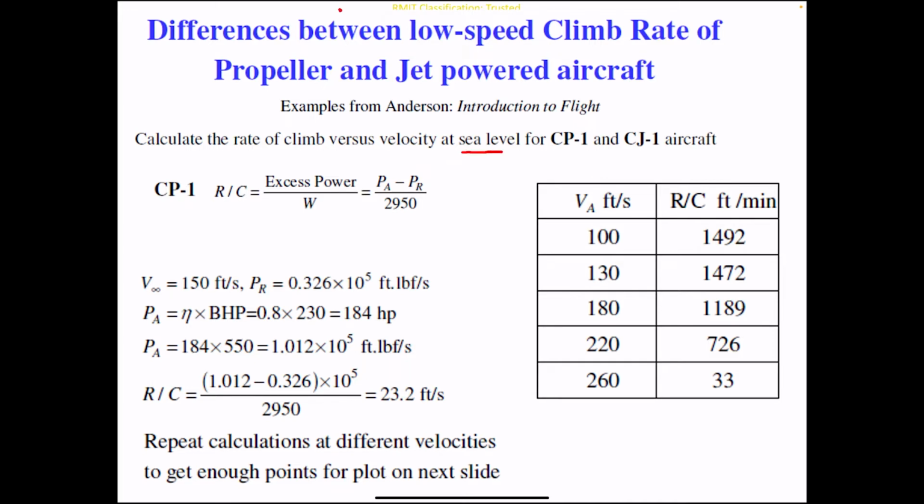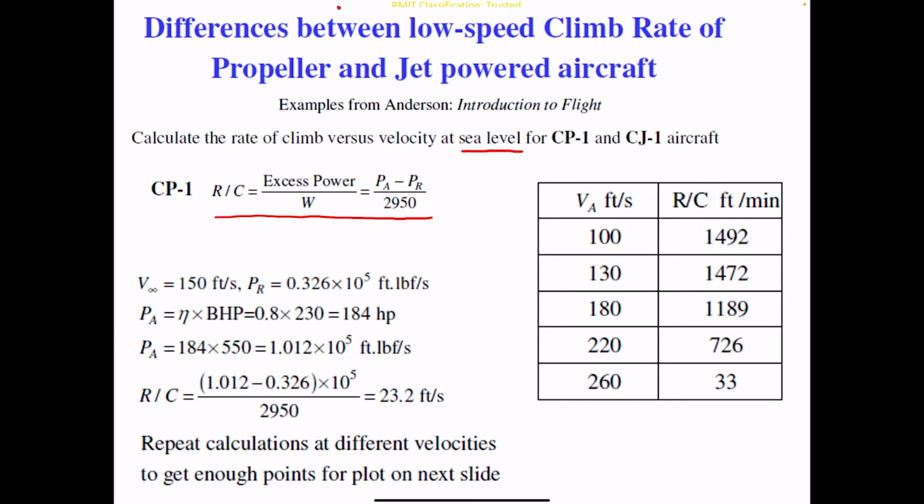The calculation is for sea level. Here is the standard equation. Excess power divided by weight will give us rate of climb. Excess power is power available minus power required. Now we have to calculate power required for this particular velocity. We've done it many times before. So out of given velocity, density and weight, of course, we can calculate CL, then we can calculate CD, and then we calculate power required.